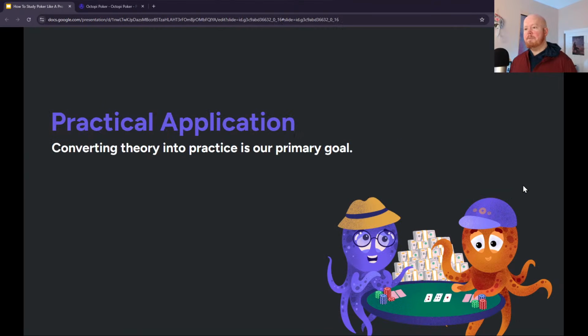Now, in terms of practical application, this is where things get quite tricky, because obviously taking these solver strategies and applying them in real environments is not simple. It's not a straightforward process because these are very complicated strategies. But that doesn't mean they're not applicable. It doesn't mean that we somehow have to throw everything out the window when we come up against real human opponents.